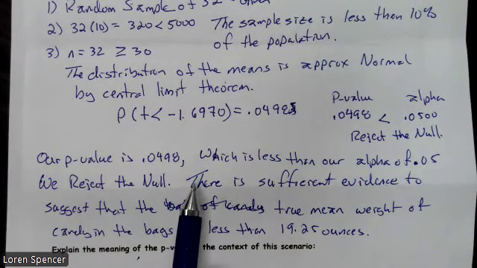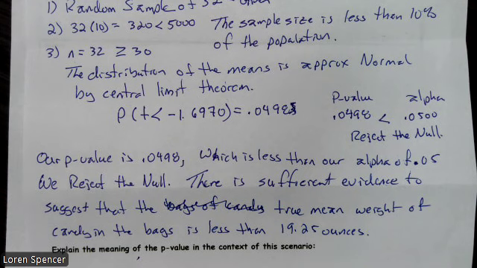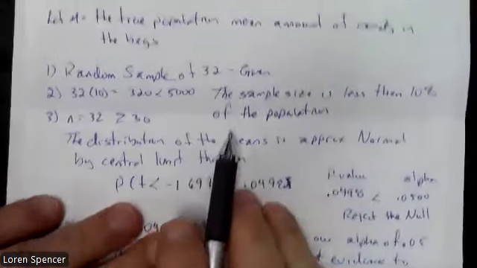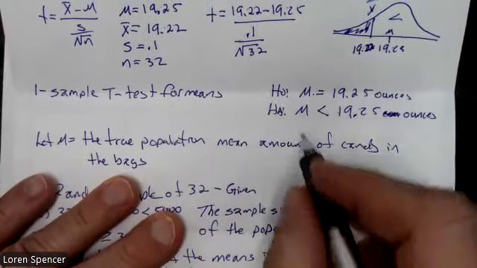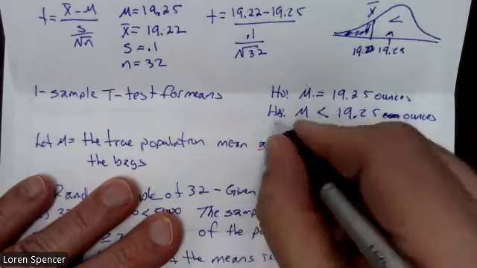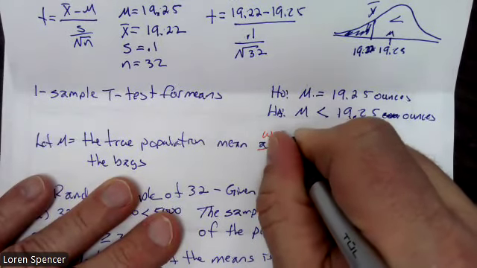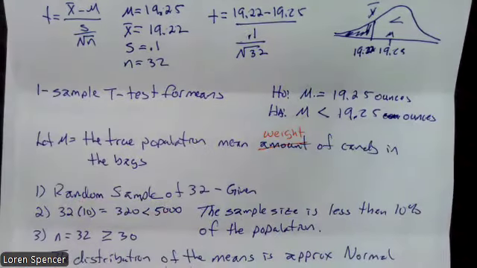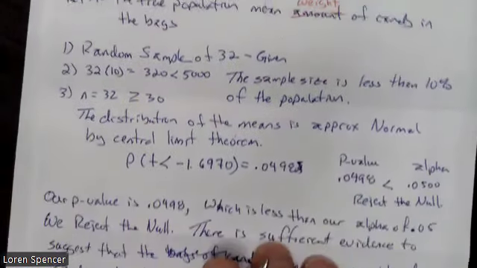I want to take a moment and go back. First off, our p-value is 0.0498, which is less than our alpha 0.05. We reject the null. That's our decision. There's plenty of evidence to suggest the true mean weight of the candy in the bags is less than 19.25 ounces. I want to make a change to what I wrote earlier about the parameter. When we define the parameter, the true population mean amount, that's probably fine, but I'm going to be more specific and call it the mean weight of candy in the bags because we're really weighing the bags.